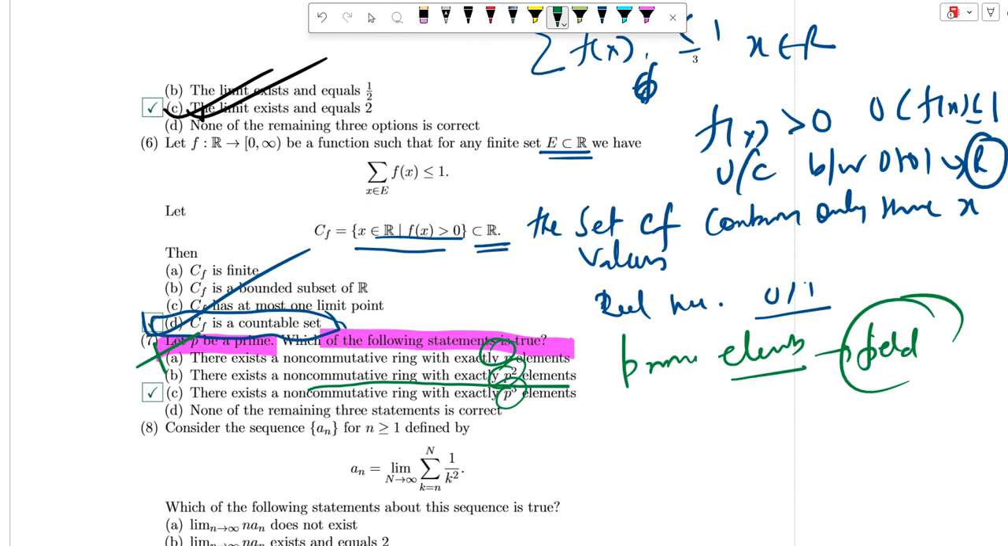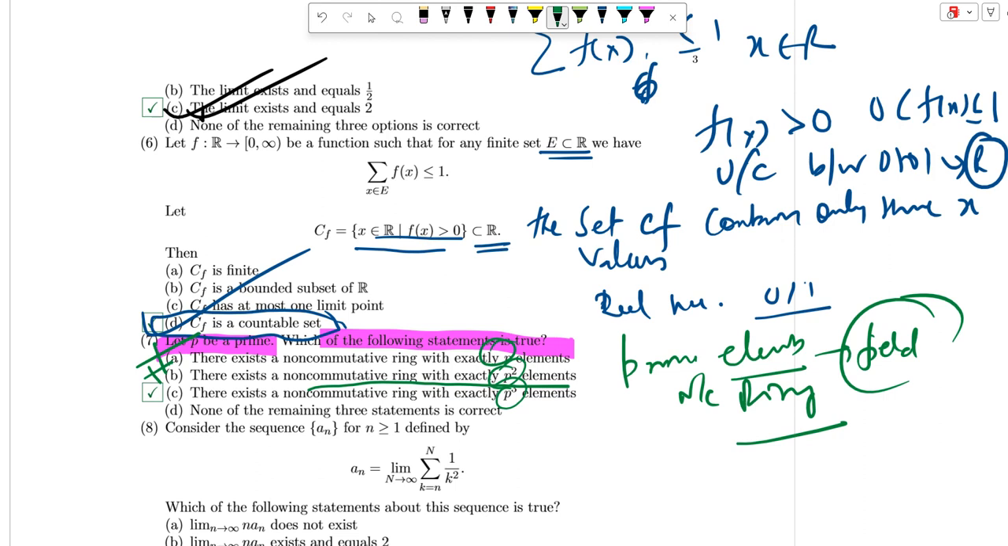Now, there exists a non-commutative ring with exactly p square elements. Similar to A, p square elements doesn't guarantee a non-commutative ring. However, there might be some specific constructions for certain primes, but it's not generally true. So this is wrong. C is correct actually.